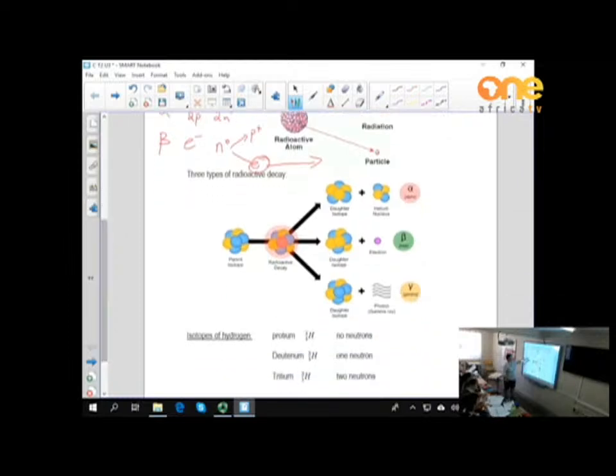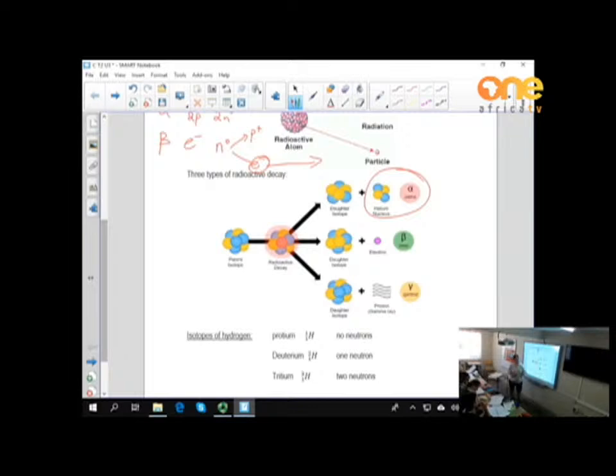3 types of radioactive decay. Here we have alpha decay. They talk about a helium nucleus, which consists of 2 protons and 2 neutrons. If you look on the periodic table, helium's atomic number is 2, and the mass number is 4.